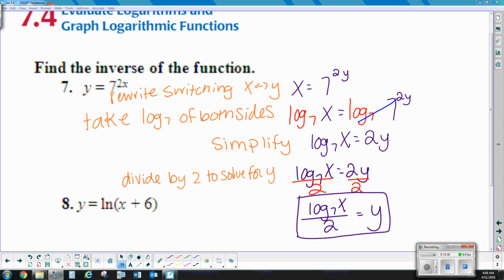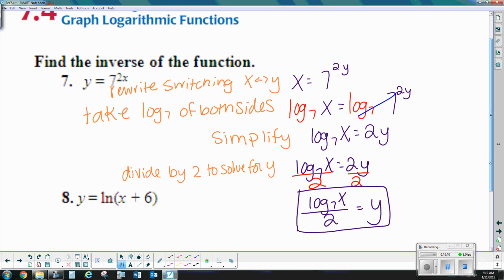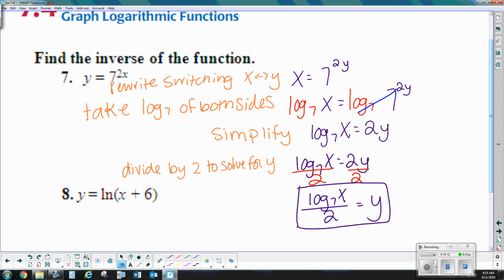So in this first example, you should rewrite by switching the x and the y. So you get x equals 7 to the 2y power. Now in order to get rid of that base of 7, you need to take log base 7 of both sides. So log base 7 of x equals log base 7 of 7 to the 2y power. Now you can simplify using your inverse properties, and so you end up with log base 7 of x is equal to just that exponent of 2y. Now you're trying to solve for y, so you need to divide both sides by 2, and you end up with log base 7 of x divided by 2 is equal to y.